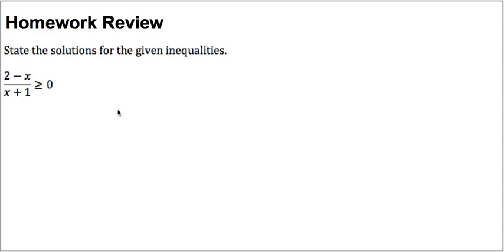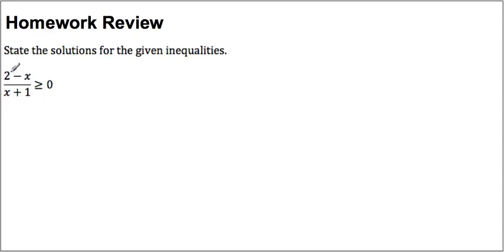Hello, today we'd like to look at homework questions together on the topic of inequality. We'll be looking mostly at fractional inequalities. So first one, we have (2 minus x) over (x plus 1) has to be greater than or equal to 0. So how are we going to do it?